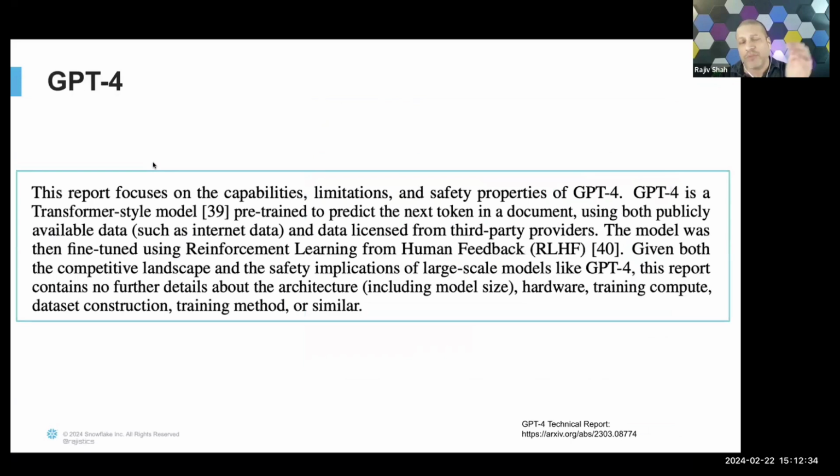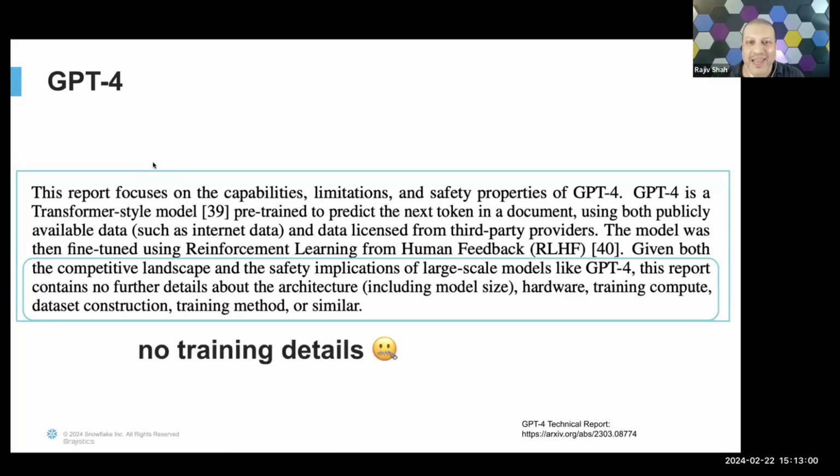OpenAI wrote a 150-page technical guideline that came out with GPT-4. If we start peering into it, we can start seeing the details, or actually, they don't give us the details on the architecture, the hardware, the training data set, the training methods, any of those details that you'd want to know as a technical person. None of that, right? We don't have that. So we don't exactly know what's in GPT-4. It's really a black box for all of us.